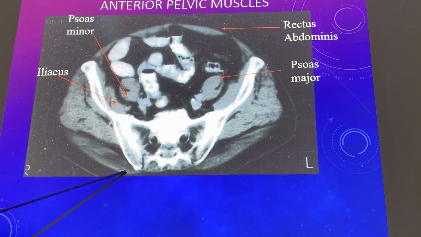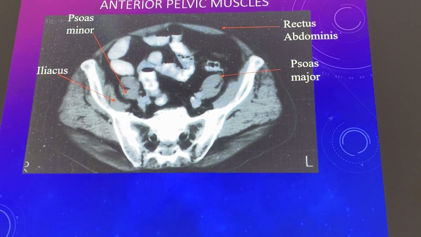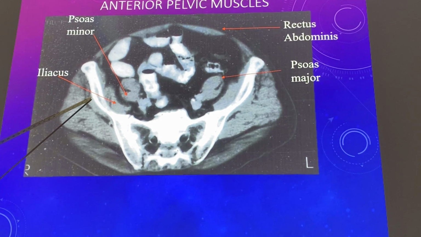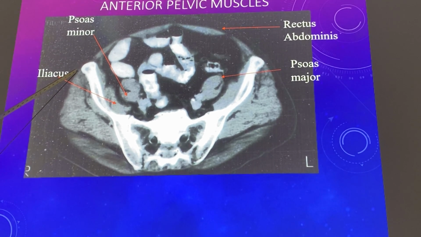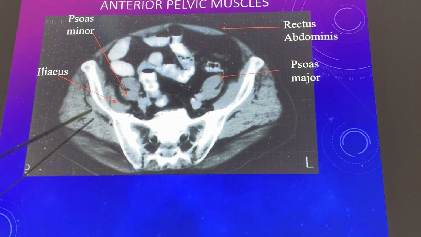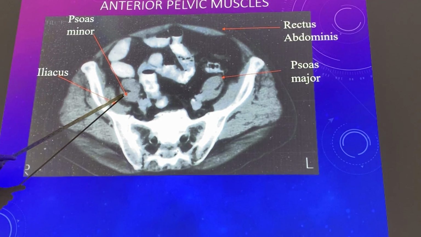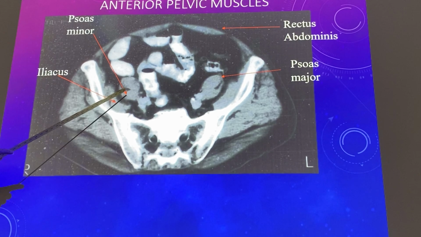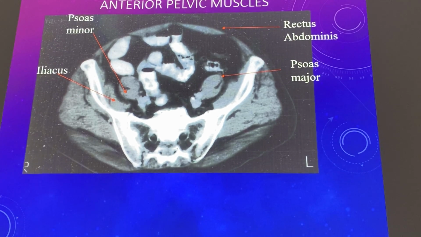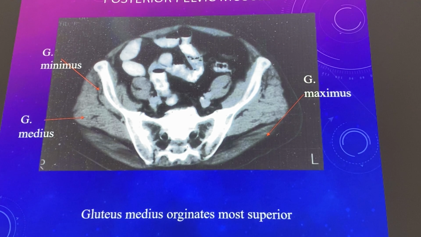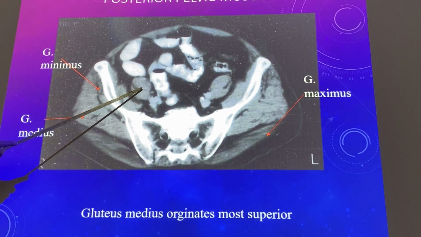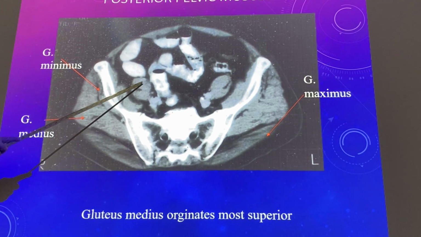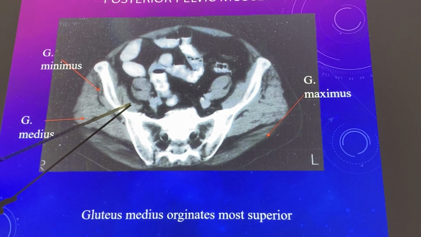Here is the posterior fossa of the pelvis, and based on fascia, the smaller of them is going to be gluteus minimus. Right over here is medius, which inserts the most superior, so we'll see it first, and the maximus will be down here. So you have the posterior compartment, the anterior compartment right over here, and the psoas eventually will show up along with the gluteus muscles posterior. Here again, labeled for you, minimus, medius, and early on, maximus. Once again, psoas muscle over here, minor and major, and then the iliacus is right over here.